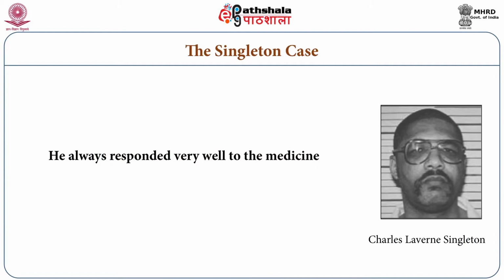Singleton was forced antipsychotic medication for schizophrenia. He was forced to take it under duress. He always had responded very well to that medicine, and psychiatrists conducted interviews and tests and decided this man is now competent, sane, rational, and they immediately injected him with poisons under the style of execution called lethal injection, and he was put to death. What do we think about this?